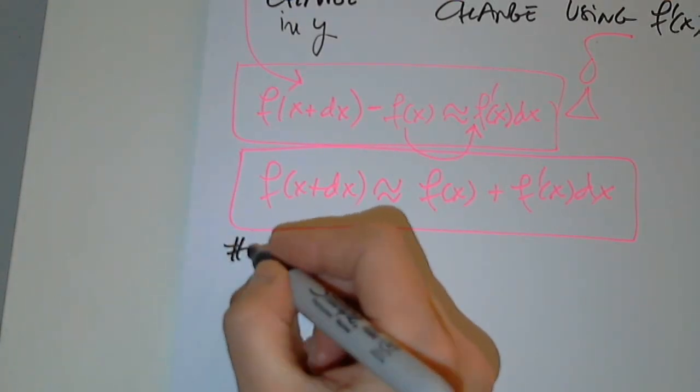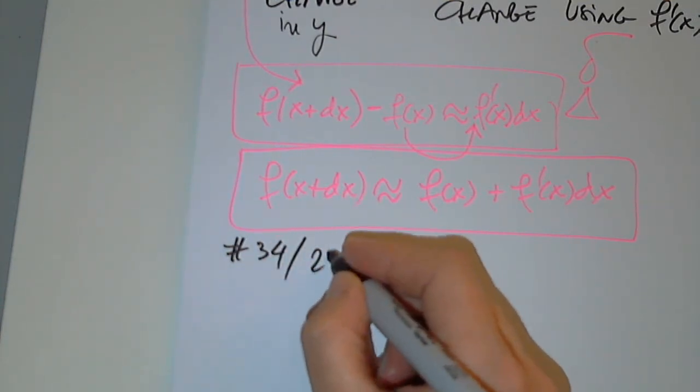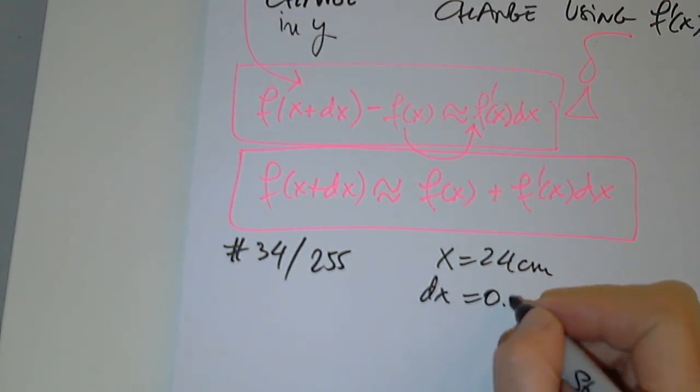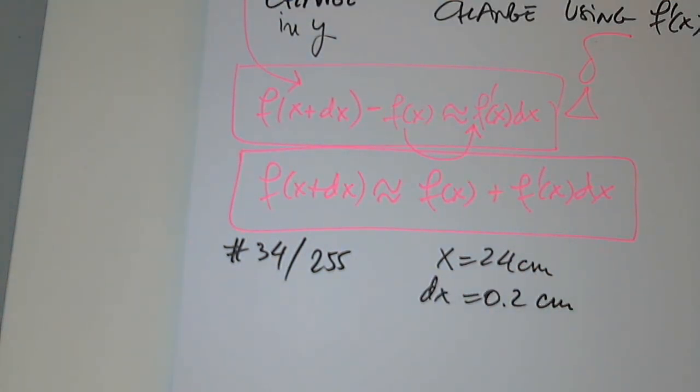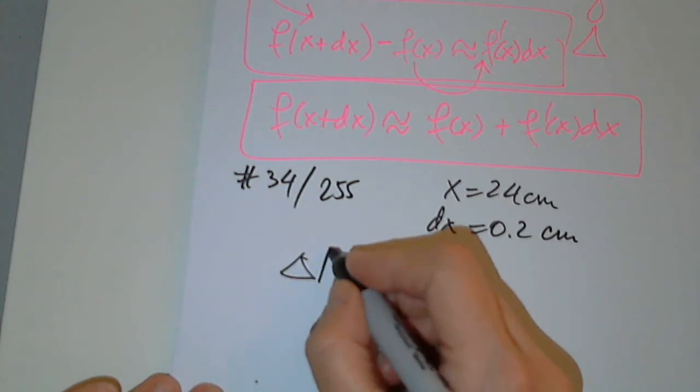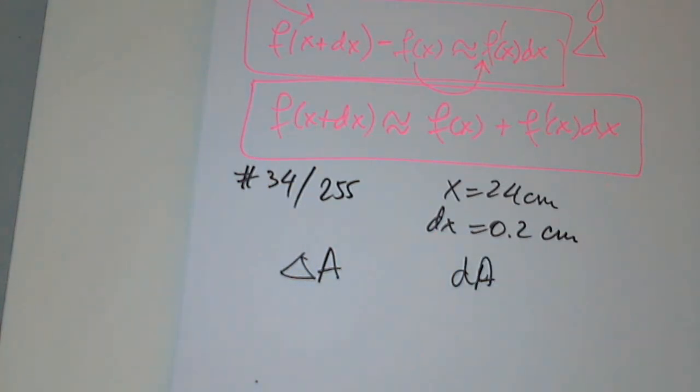So this is problem 34 on page 255. We have x, which is 24 centimeters. We have dx, which is 0.2 centimeters. And we are asked to find the estimated error in the area. So what do I have to determine? How do I write it? Do I write delta A or do I write dA?